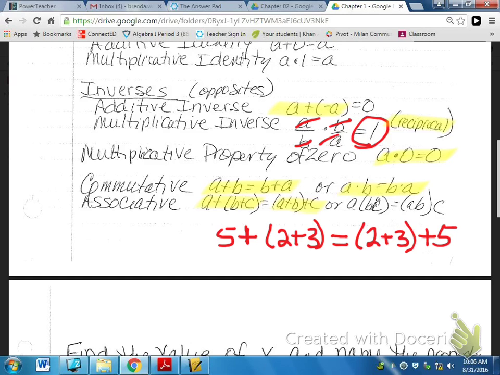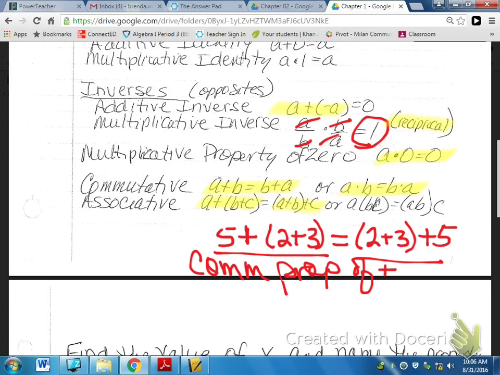Okay, it's kind of a tricky commutative. You see the parentheses, most kids would say, okay, 3 things, parentheses, must be associative. But remember about associative, I said they're in the same order. Well, on the left it's 5, 2, 3, and on the right it's 2, 3, 5. So this one would be commutative property of addition. So don't be tricked by that. Questions there? Ben?